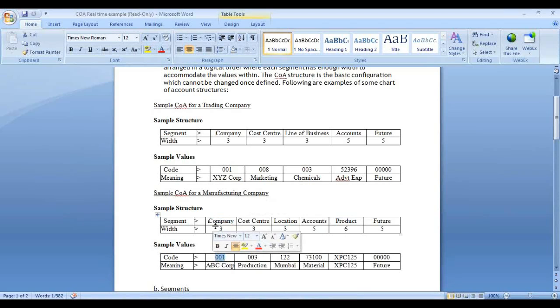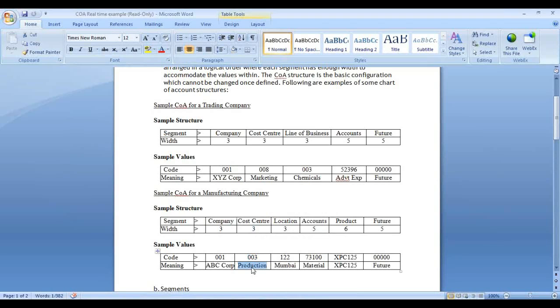They will be stored in the form of a code. A structure will have segments, values, and value sets. Value sets are nothing but a list of values under that segment. Say company, there is 001 code which represents ABC Corp, or 002 which represents some XYZ corporation. Cost center 003. We need to identify every segment, what the length of that segment is going to be.